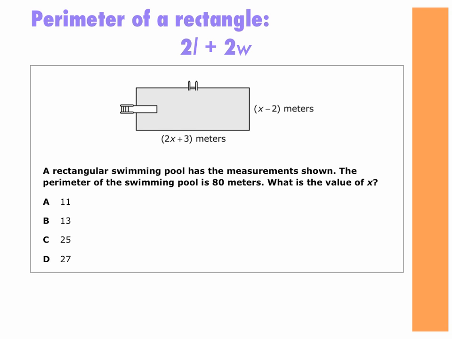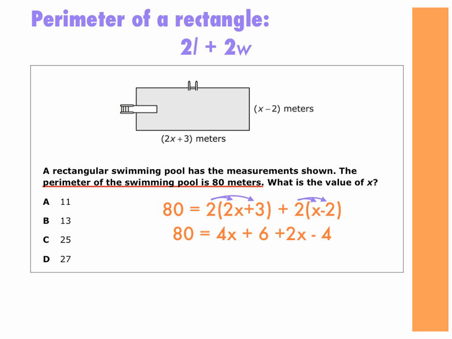So what I can do is plug in 2x plus 3 and x minus 2 into the formula, and I'm going to set it equal to 80 meters because they tell us that that's the perimeter of the swimming pool. What that's going to look like is 80 equals 2 times 2x plus 3 plus 2 times x minus 2. I'm going to have to use the distributive property here. 2 times 2x is 4x, and 2 times 3 is 6. And I'm going to have to use the distributive property again. 2 times x is 2x, and 2 times negative 2 is negative 4. I end up with 80 equals 4x plus 6 plus 2x minus 4.